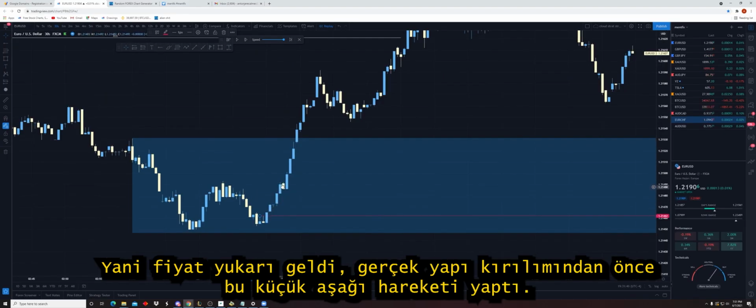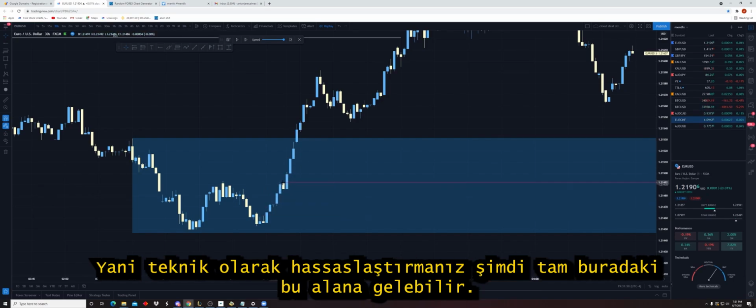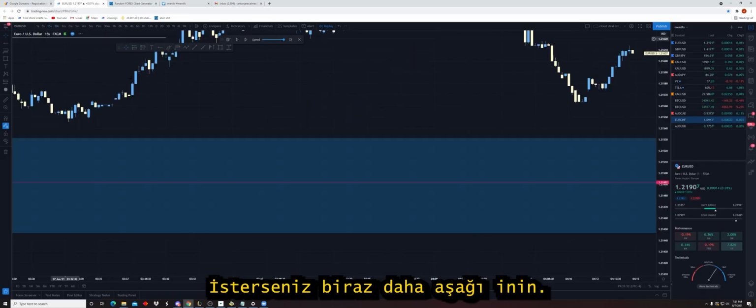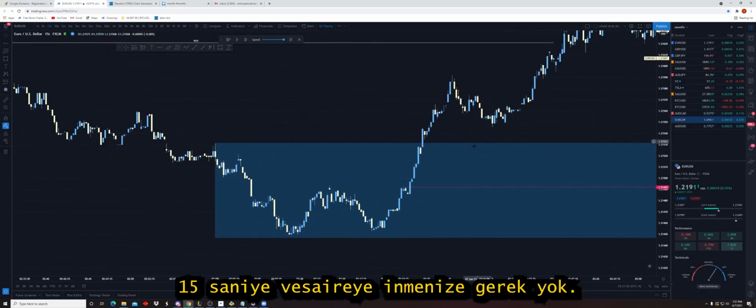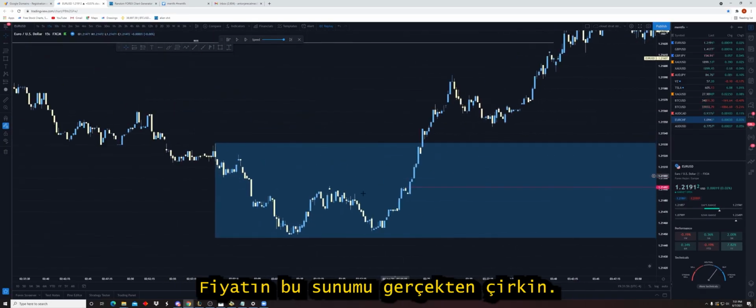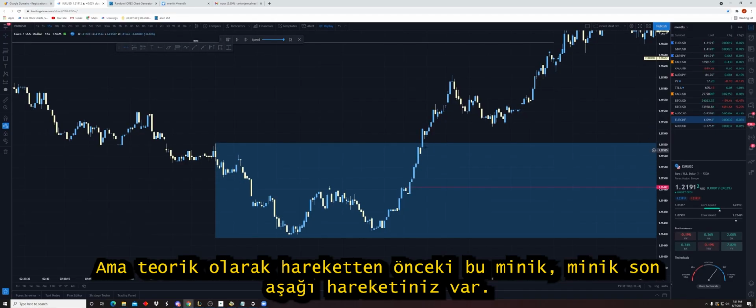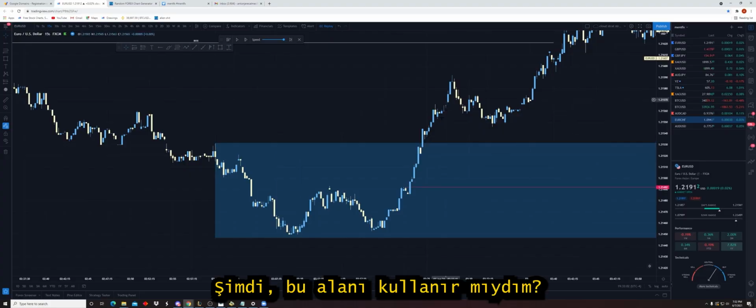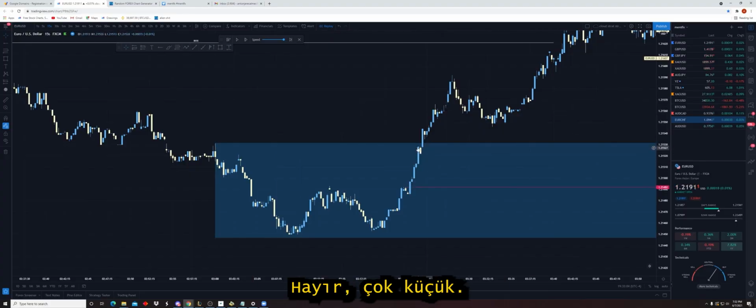So price came up, made this tiny down move before the real break of structure. So technically your refinement could now come to this area right here. Get a little bit lower if you want to, right? You don't need to get to the 15 seconds and stuff of that nature. This delivery of price is really ugly, but theoretically you have this tiny, tiny last down move before the up move. Now, would I use this area? No, it's too small.